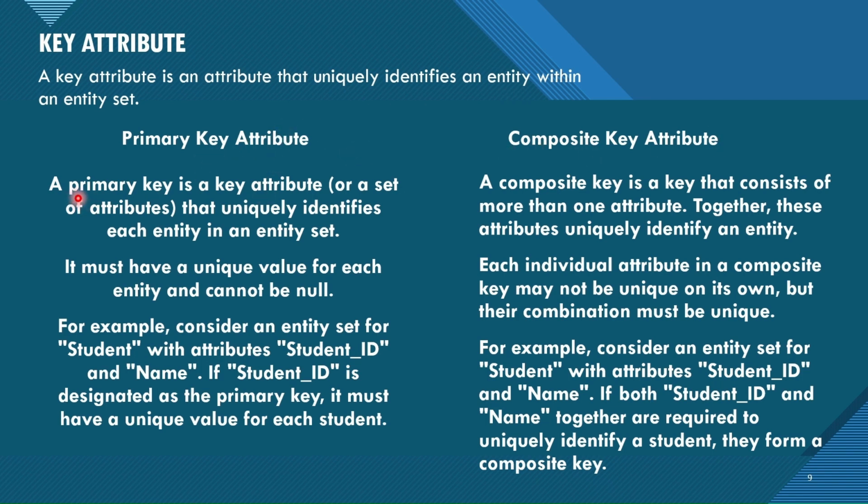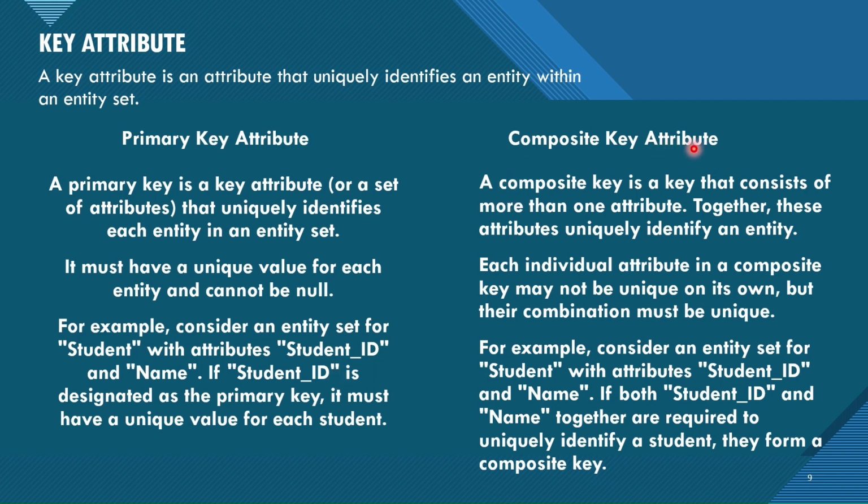A primary key is a key attribute that uniquely identifies each entity in an entity set. It must have a unique value for each entity and can't be null, since we are using it to identify a record in the database. For example, consider an entity set for a student with the attributes student ID and name. So here we are using student ID as the primary key attribute to identify the student record.